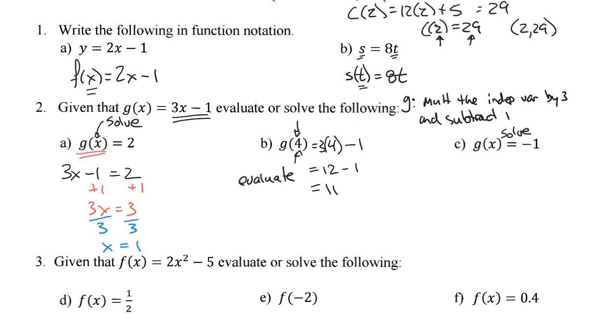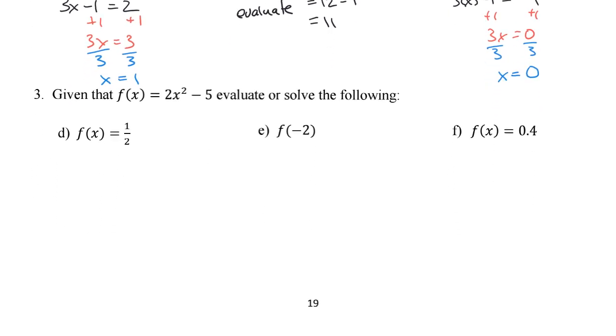So g of x: multiply the independent variable by 3, which in this case is x. So 3 times x, subtract 1 is equal to -1. So I would add 1 to both sides, and that's going to get me 3x is equal to 0. And then divide by 3, and I get that x is equal to 0, which is fine. That's an okay answer. Don't get thrown off by the fact that you're getting a 0 there. That's okay.